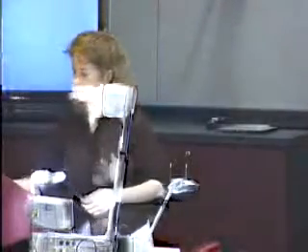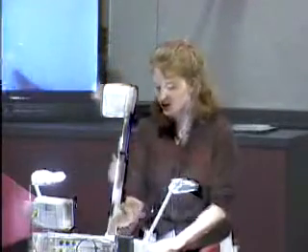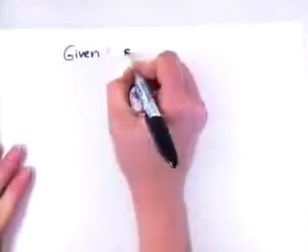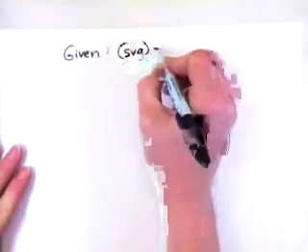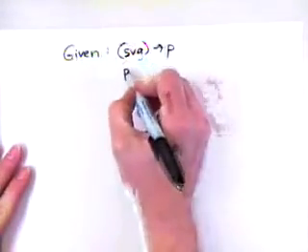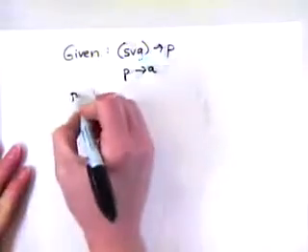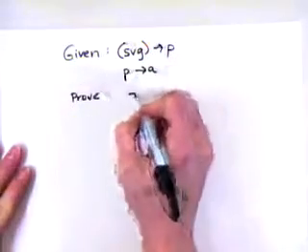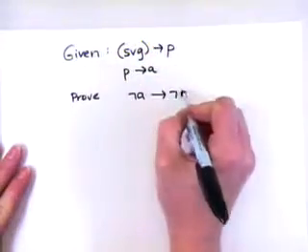So let me give you an example problem, and I'd like for you to work with your neighbor, if you could, on this problem to figure out how to prove it. And the problem is this. Given S or G implies P, and you're also given P implies A, prove that not A implies not G.